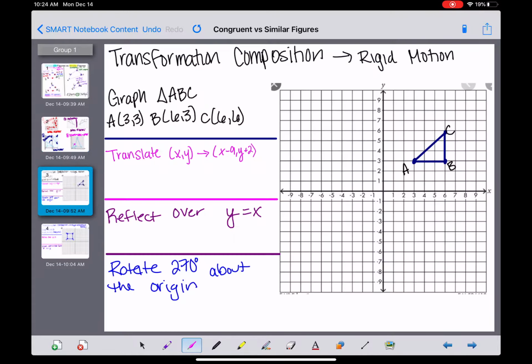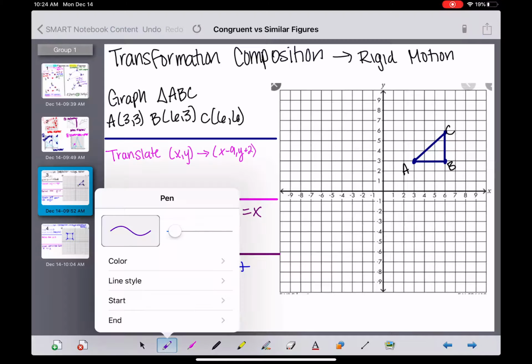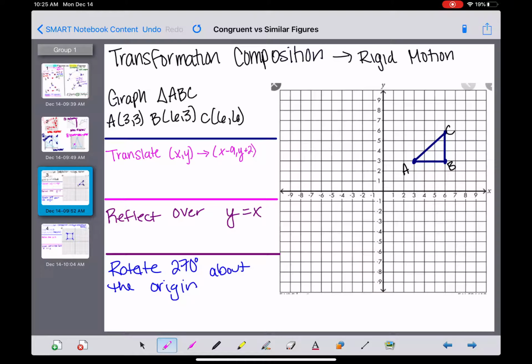So our examples are going to be called transformation compositions, which means we're going to be doing multiple transformations to the same exact figure. So we are looking at triangle ABC, and I already graphed it with the coordinates (3, 3), (6, 3), (6, 6). The first rigid transformation is to translate our triangle 9 units to the left and 2 units up.